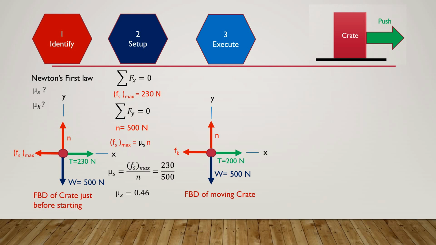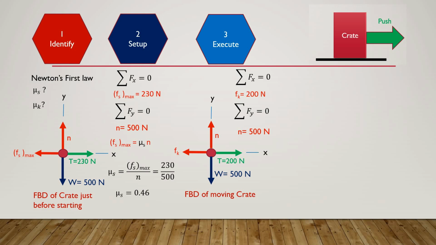Again in this case the crate is in equilibrium, so we will use Newton's first law of motion. Sigma Fx is equal to 0. Along the x-axis, 200 Newton force is applied in one direction, and in the other direction Fk force is created. We can calculate the value of Fk as 200 Newton. Again applying Newton's first law in component form along the y direction, sigma Fy is equal to 0. From here again we can calculate that the value of N is equal to 500 Newton.